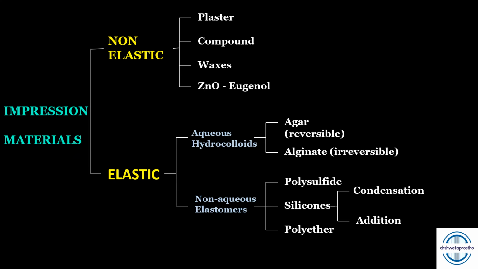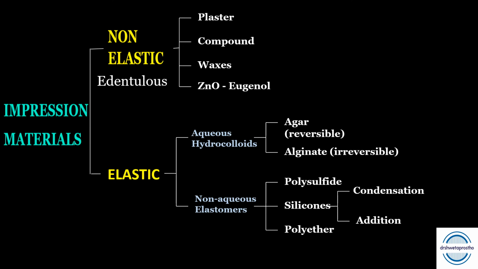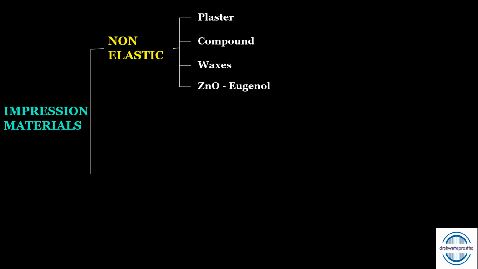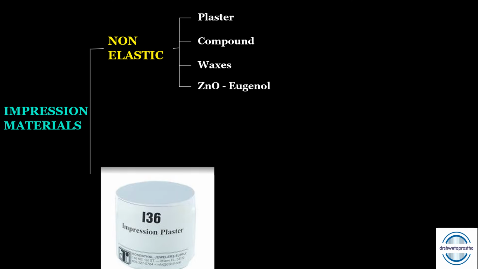Now, based on the elasticity, the impression materials can be non-elastic and elastic. The non-elastic materials are the rigid materials which are only used for edentulous patients having no or shallow undercuts, while the elastic materials are used for both edentulous and dentate patients having the undercuts. Now in the non-elastic materials, we have four materials: impression plaster, impression compound, impression waxes and zinc oxide eugenol impression paste. Impression plaster is a rigid material.